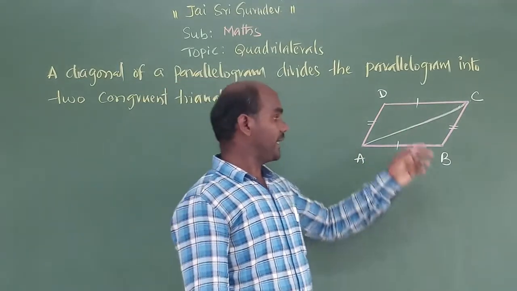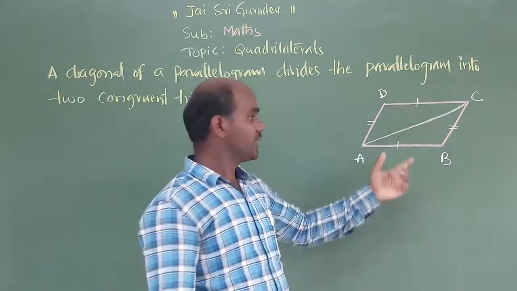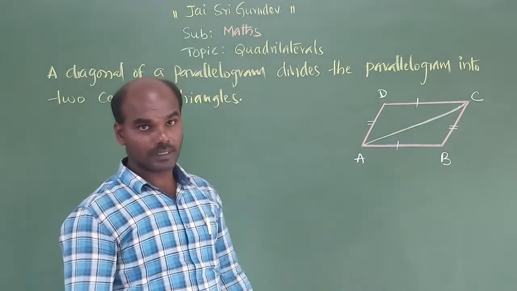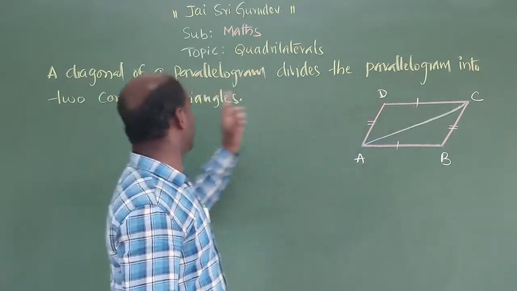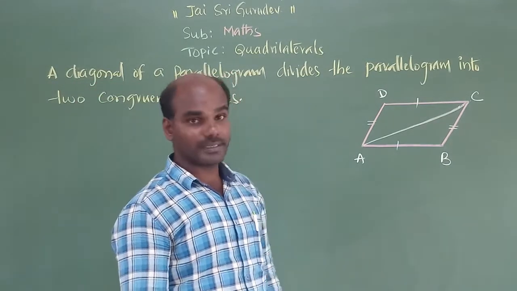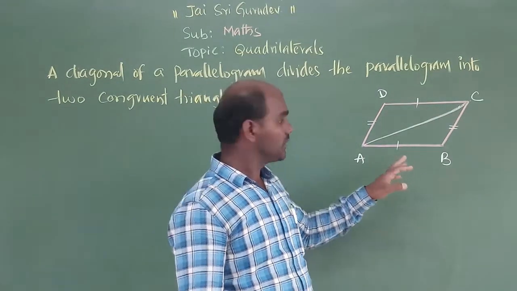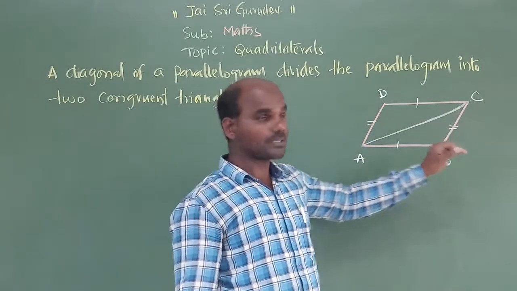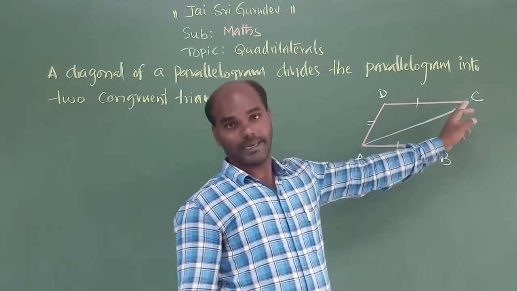Yes or no, children? So in the parallelogram, the opposite sides are equal, that is AB is equal to CD as well as BC is equal to AD. Yes. So then the diagonal of a parallelogram divides the parallelogram into two congruent triangles. Okay, so it can be divided into congruent triangles. Yes. So that is triangle ABC is congruent to triangle ADC. We have to prove that triangle ABC is congruent to triangle ADC.